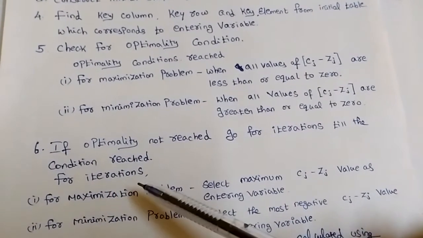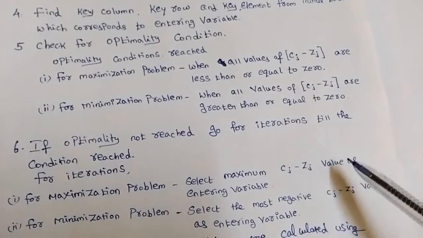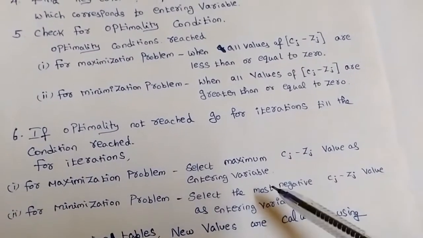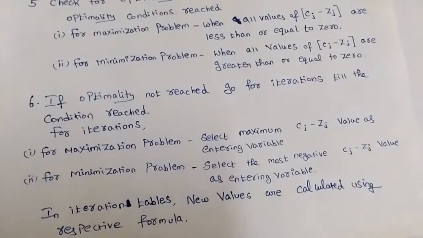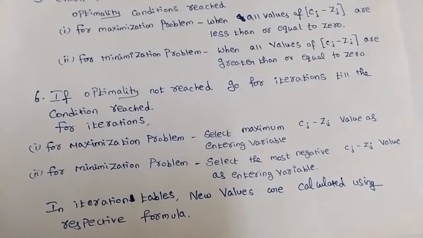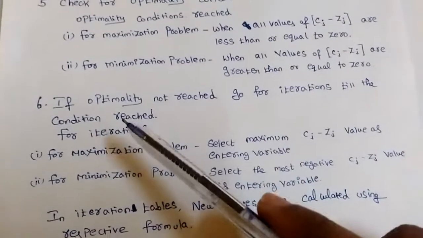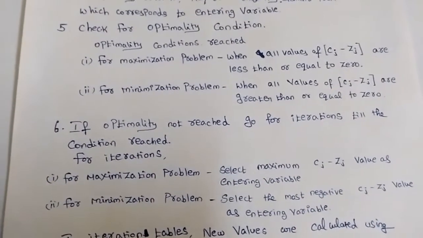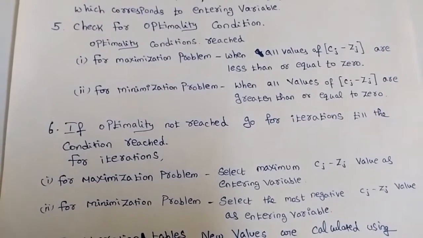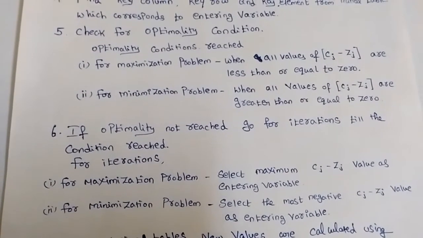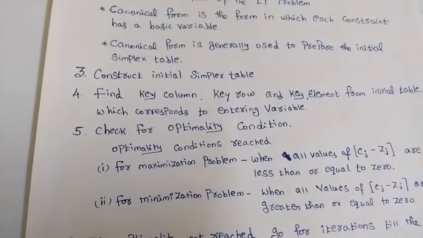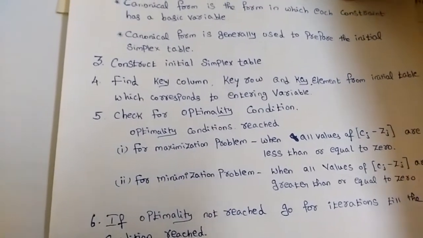For a maximization problem, select the maximum Cj minus Zj value as the entering variable. If it is a minimization problem, select the most negative value as the entering variable. Then we need to calculate the new values and form the new table, called iterations. New simplex tables are called iterations. Mostly it will take 2 iterations for each problem to reach the optimal solution. Let's see how to do this. We need to find the key column, key row, and the entering variable.